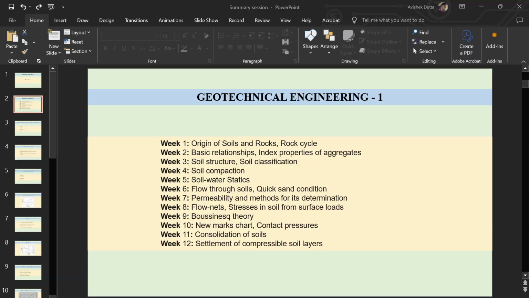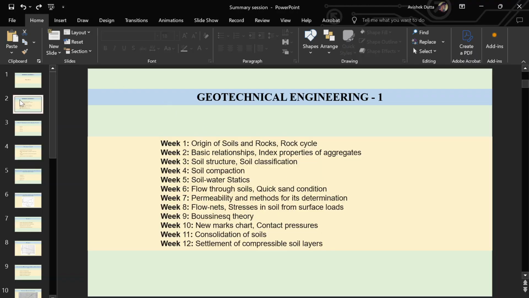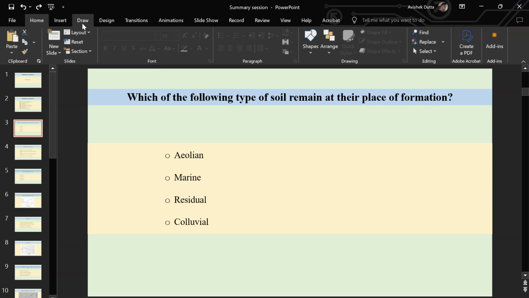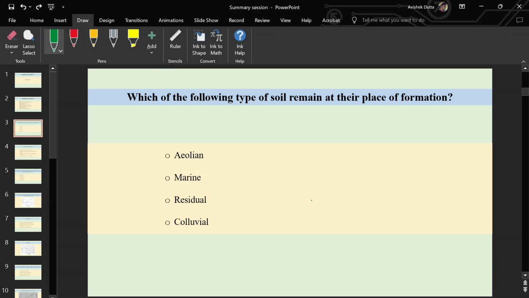Okay, so let me start with the first question of today's discussion. Which of the following types of soil remain at their place of formation? What is the answer? C. Yes, residual soil is a type of soil that remains at its place of formation.